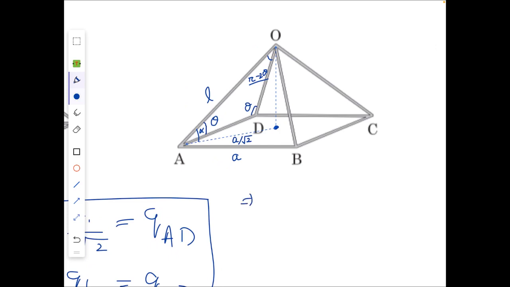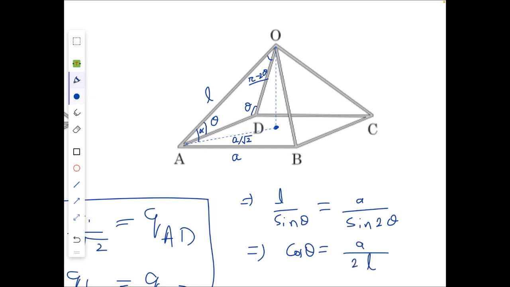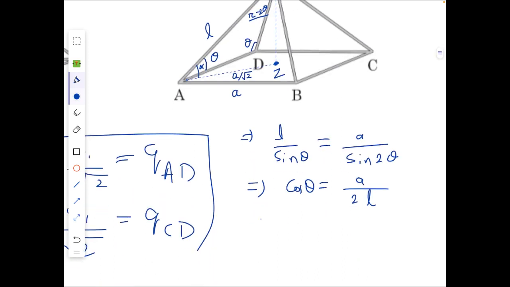So from here, by sine rule in triangle OAD, we get L by sine theta equals AD, which is a, by sine of pi minus 2 theta, which is sine 2 theta. So sine 2 theta can be written as 2 sine theta cos theta, and from here cos theta will equal a by 2L. And similarly the value of cos alpha can be found from the triangle OAZ, where let's assume this is some point Z. So from triangle OAZ, we get cos of alpha equals a by root 2 L.